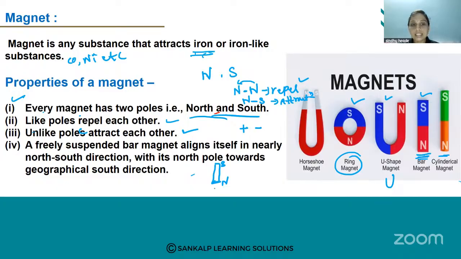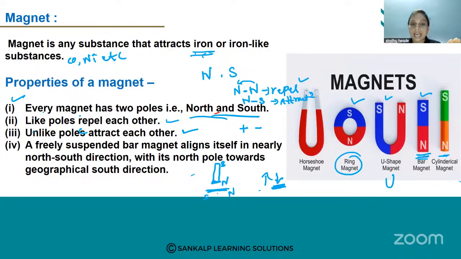When it is freely suspended, what happens? We know that the Earth also has an attraction property, right? Earth is also considered to have south and north poles, and it attracts objects towards it. When we throw some object upwards, what happens? It comes back to the earth, right? Why? Because the earth has the attraction property, right? So similarly here, when we freely suspend that bar magnet, what happens?